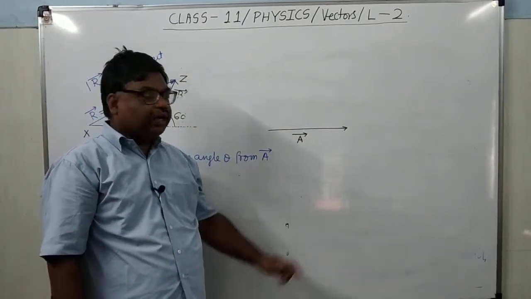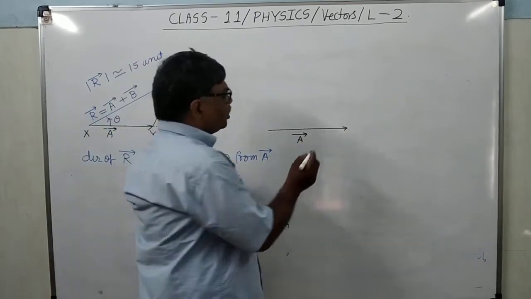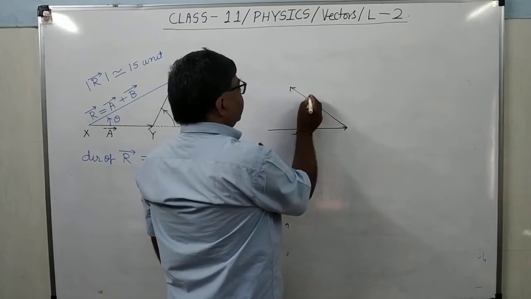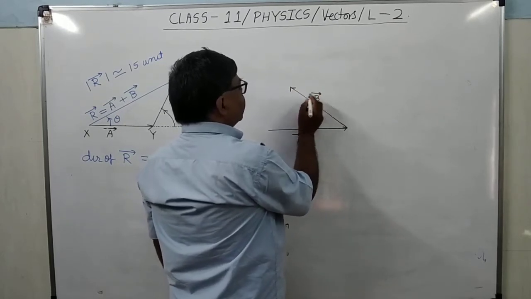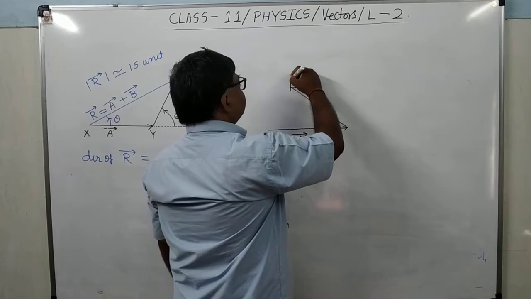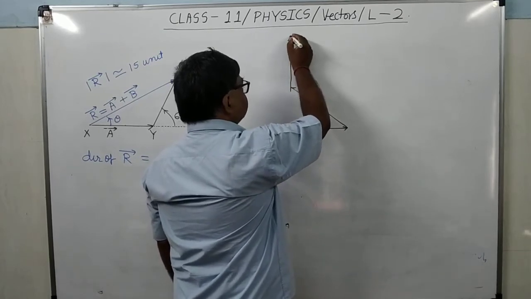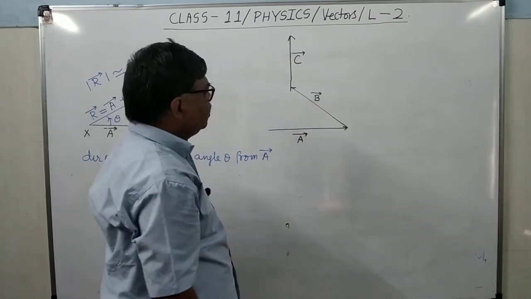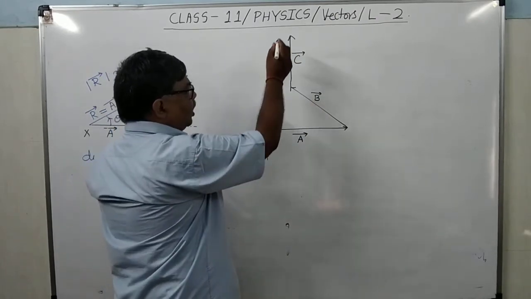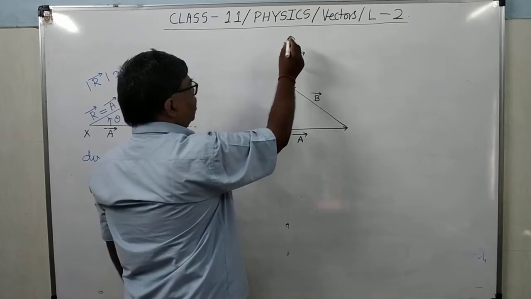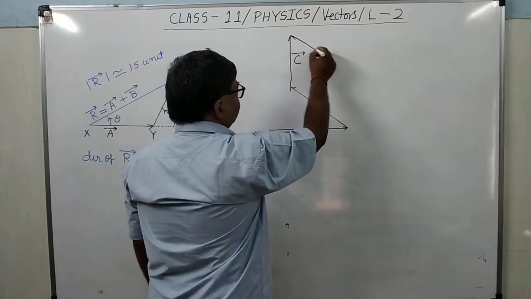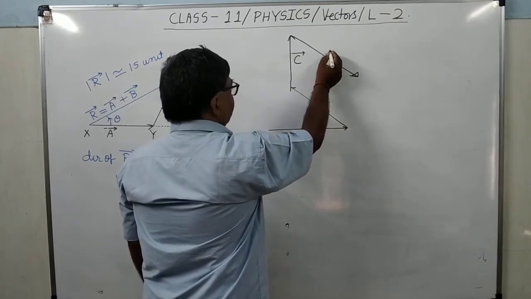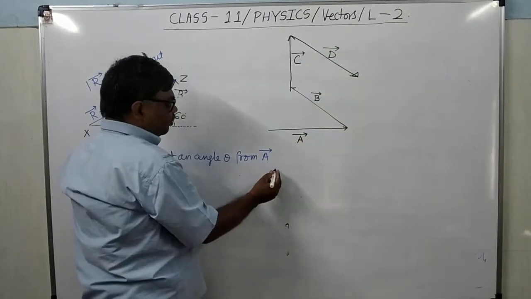Then from the head of the first vector you draw the second vector. Suppose the second vector is in this direction. Then from the head of the second vector draw the third vector. So I have drawn it in this direction. It is clear. Then from the head of the third vector you draw the fourth vector. Here the fourth vector is in this direction, so I have drawn here. So what will be the resultant of all these vectors?